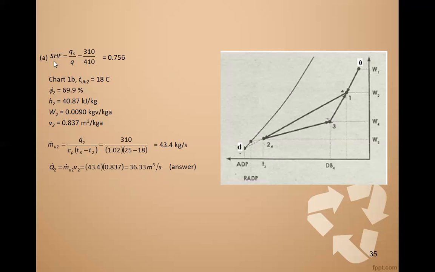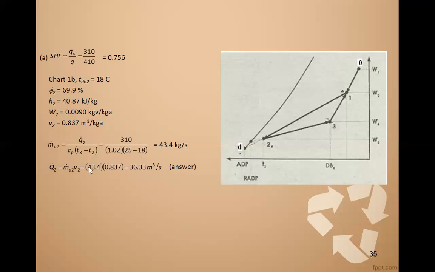Based on the sensible heat factor, you draw a line on the chart. Isn't there a protractor at the top? So, that is it. It hits the temperature of 18 here, so this is what comes out. Okay? Therefore, MA sub 2 is equal to QS over CP times (T3 minus T2), which is equal to 310 over 1.02 times (25 minus 18), which is 43.4 kilogram per second.